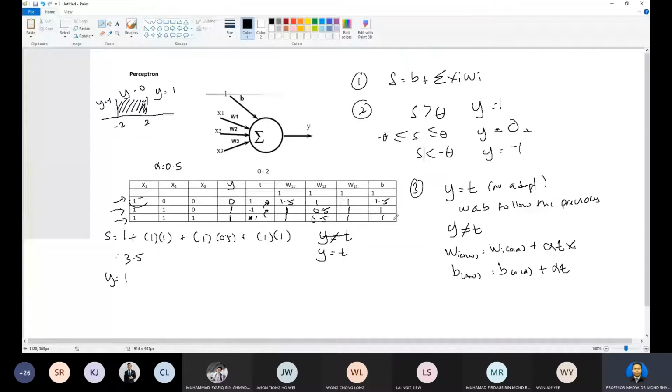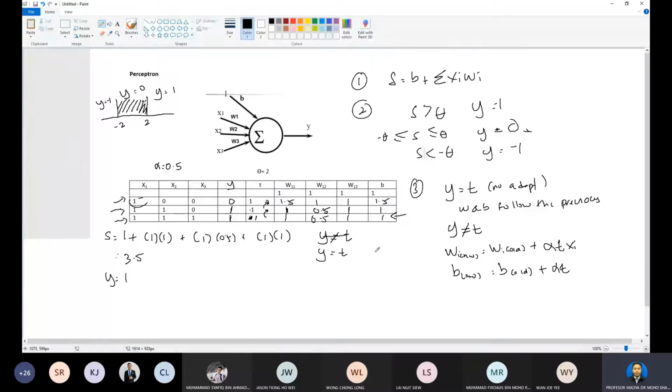If Y equals T, this one was 0 before. Suppose Y is not equal to T, then you have to adapt the weight and bias. But this one I want to show you if Y equals T. For example, our target will be 1. After calculating S, we get Y equal to 1, and then compare Y with T. So no need to adapt the weight and bias, just follow the previous: weight 1 is 1, 0.5, 1 and 1. Okay, that's for iteration 3.